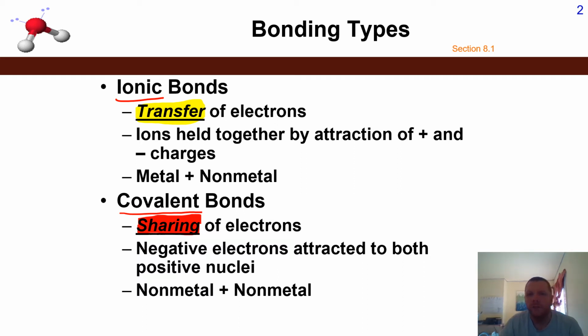Now, in terms of the composition of different substances, if you're talking about something that has an ionic bond, you're talking about it being made up of a metal and a nonmetal. In contrast, if you're talking about a covalent substance, you're talking about a pair of nonmetals sharing electrons between them.